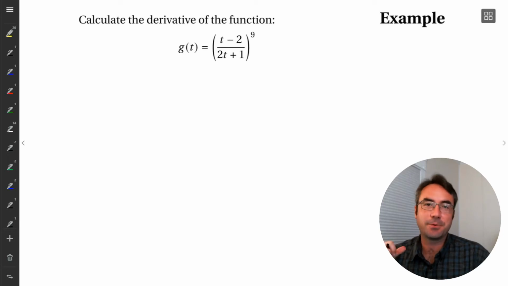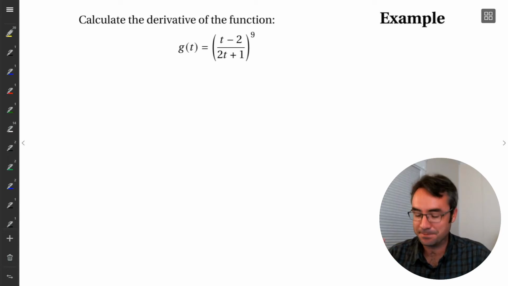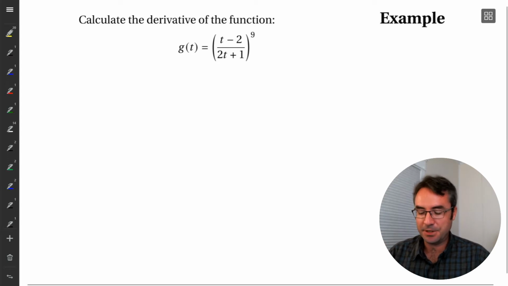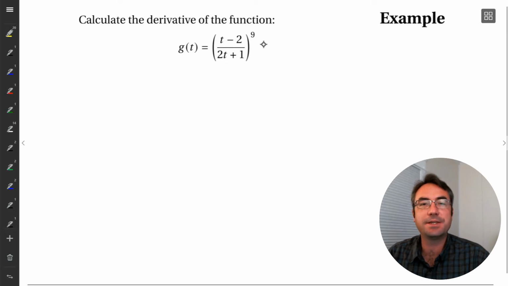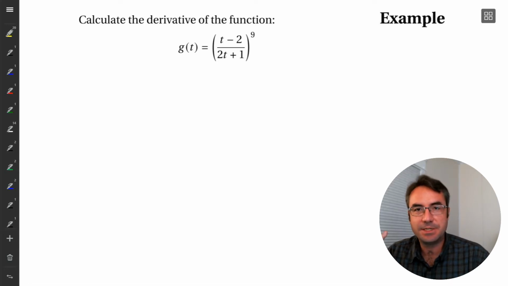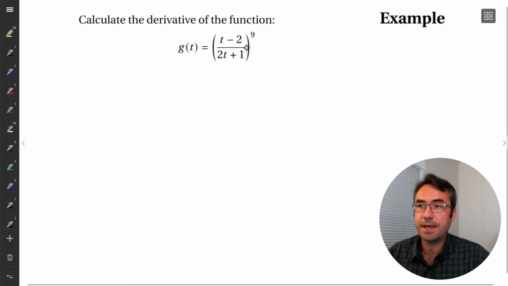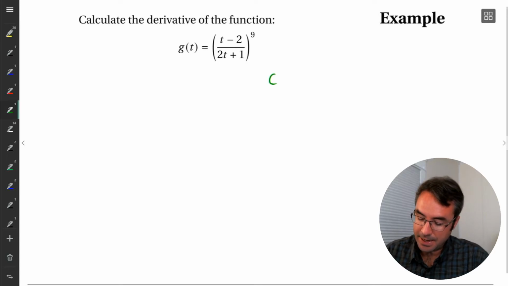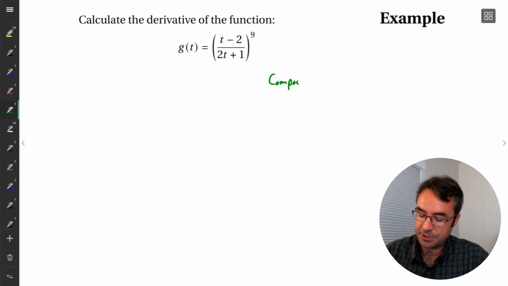Here's another one that's going to require multiple derivative rules. So let's take a look at it. We want to differentiate this function g of t, which is (t minus 2 over 2t plus 1) all raised to the power 9. And so we want to think about what is the main operation here? What do we have to differentiate through first? If we're looking at this, it's actually a composition. The main operation here is a composition of two functions.